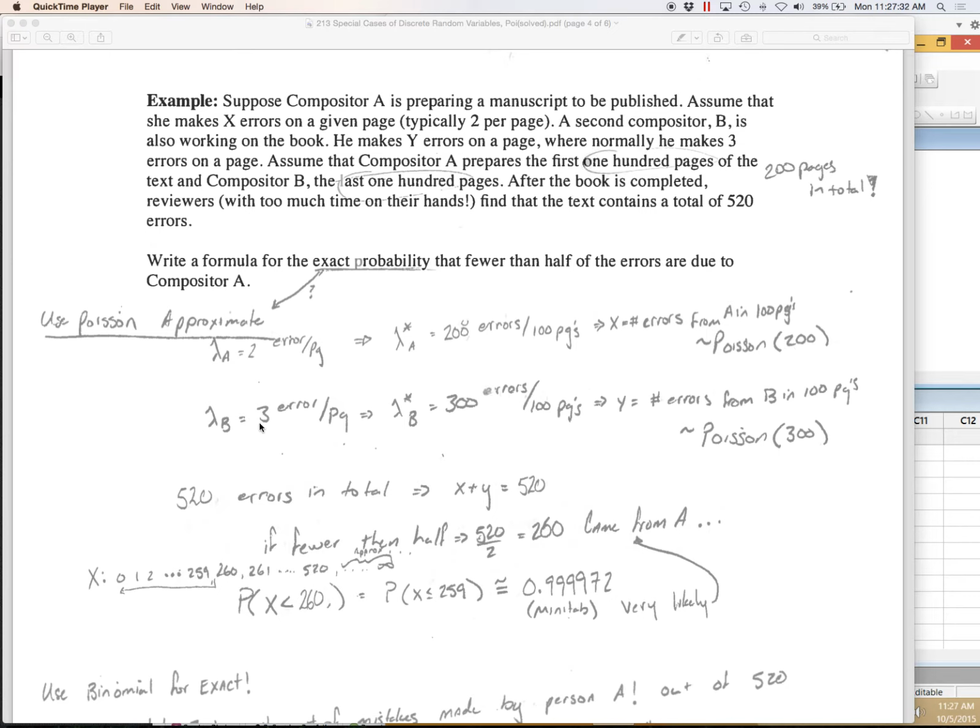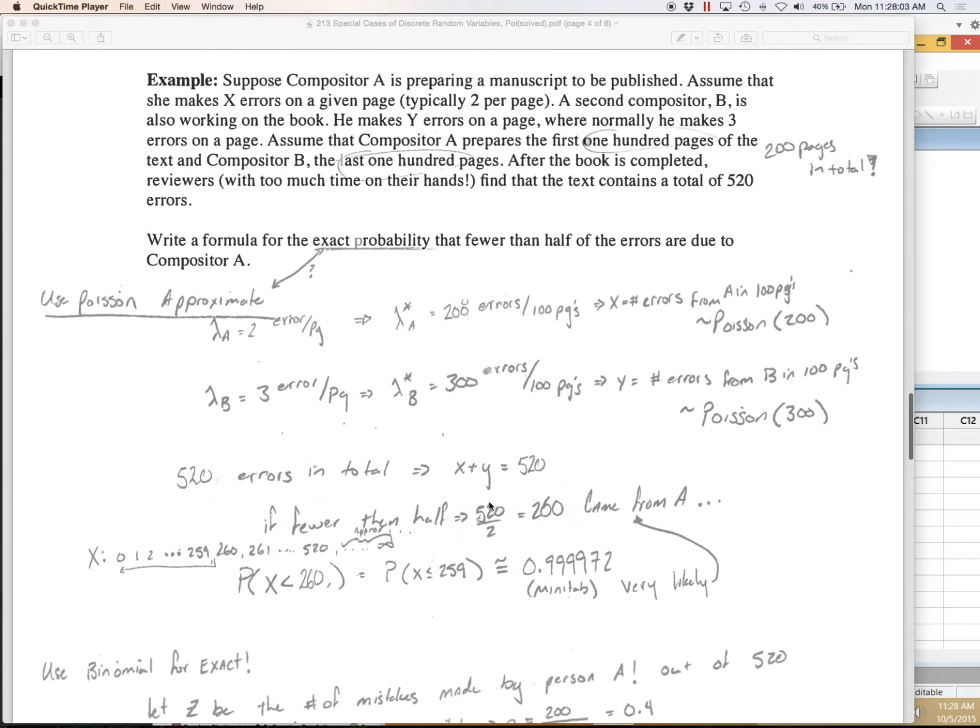Okay, for the second person, they usually make 3 errors a page. Again, multiplying by 100 because they wrote actually 100 pages. Then their error rate is 300 errors per 100 pages. Y is the number of errors from B in 100 pages, and it will be modeled by a Poisson distribution. Okay, if there were 520 errors in total, then we know that X, the number of errors from A, plus Y, the number of errors from B, must equal 520.